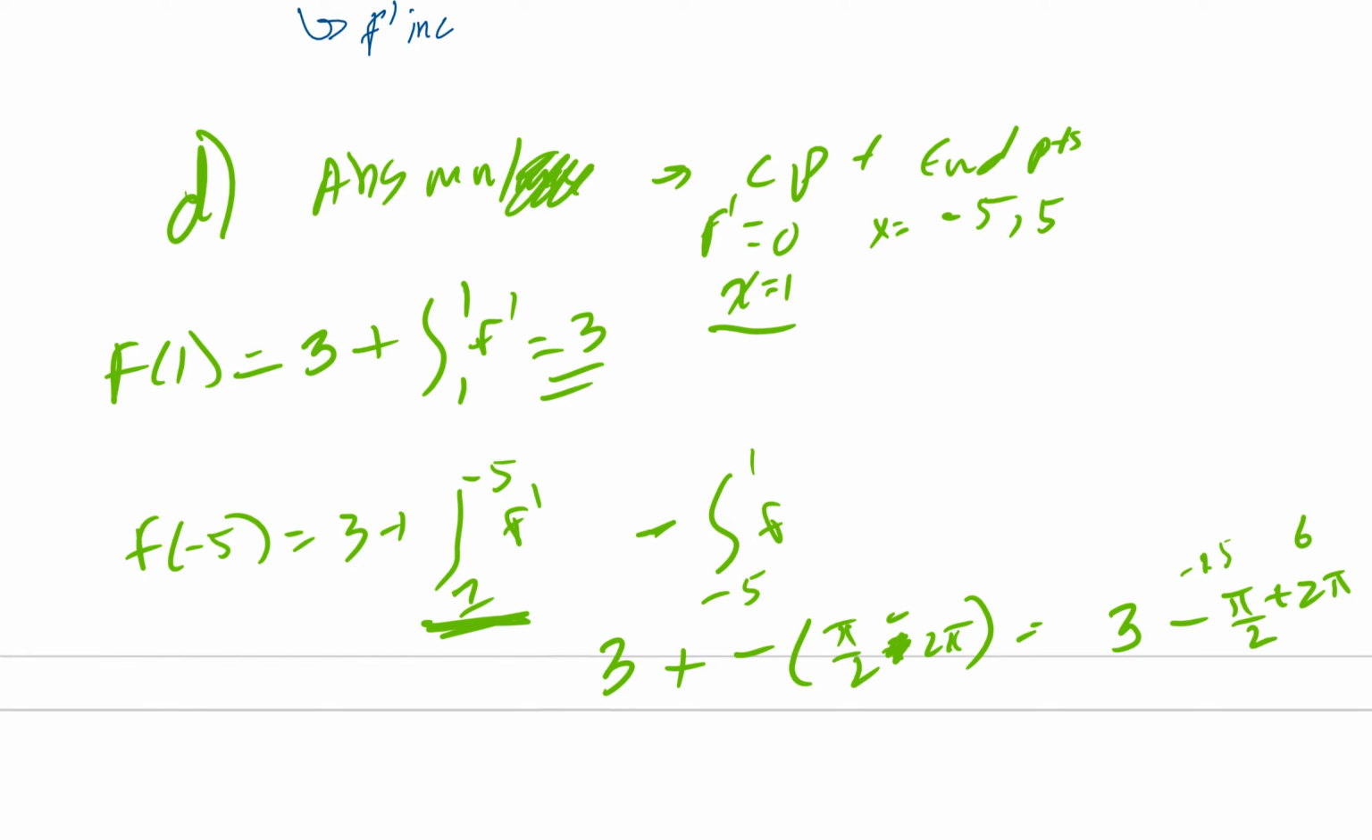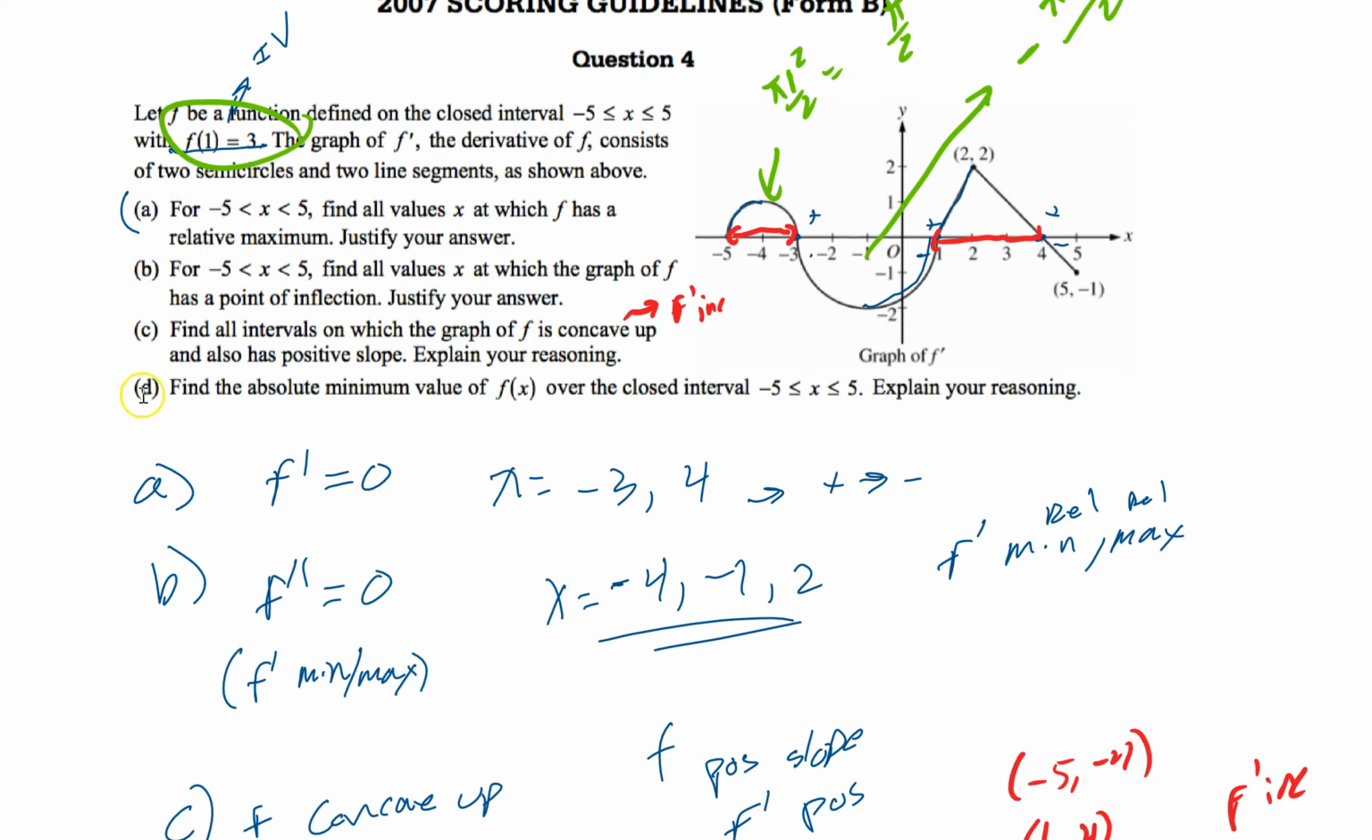And then we still have to do f of 5. So let's do f of 5. F of 5 is going to be the initial value, which is 3, plus the integral from 1 to 5. The integral from 1 to 5 is the area of that triangle. So 1/2 base times height. So 1/2 times 4 times 2. So that's just going to be 4.